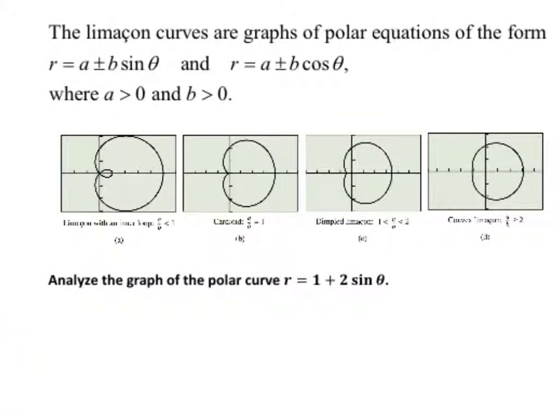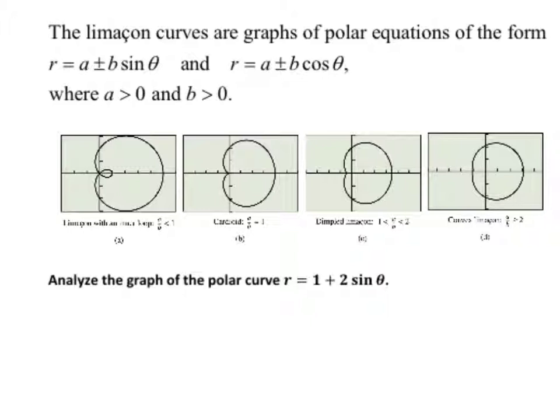Now, here it says the limaçon curves are graphs of polar equations of the form r equals a plus or minus b sine theta and r equals a plus or minus b cosine theta, where a is greater than 0 and b is greater than 0. There's a lot of rules here. So it says inner loop, 1, a dimpled, and a convex. Okay? So let's take a look. Analyze the graph of the polar curve.